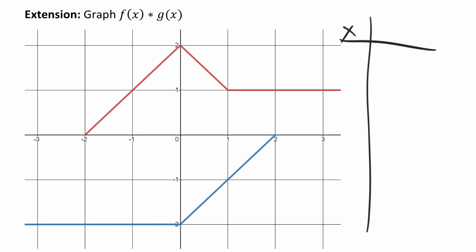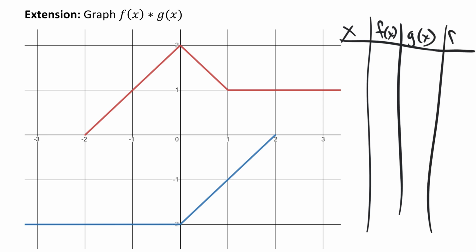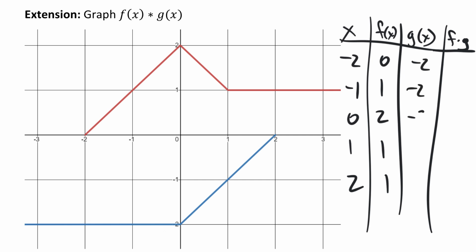So we have x, f(x), g(x), and f times g, with x values -2, -1, 0, 1, and 2. f(x) has values 0, 1, 2, 1, 1. g(x) is -2, -2, -2, -1, and 0. Well, 0 times anything is 0. 1 times -2 is -2, then -4, -1, and 0.